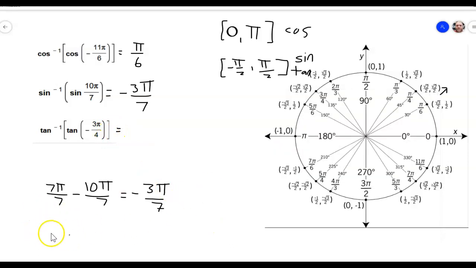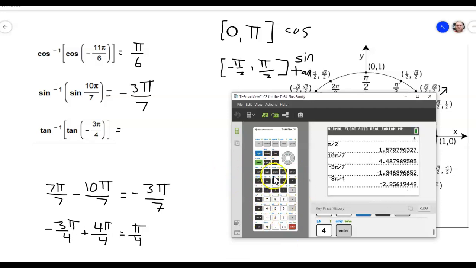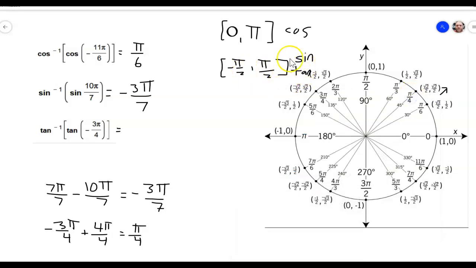So let's do that down here. So negative 3 pi over 4 plus pi, which is plus 4 pi over 4, and that's going to equal pi over 4. And I'm going to check pi over 4 just to make sure that that is in my domain here. So pi divided by 4. It should be less than 1.57, and it sure is, so that is in my domain. So this would simply just be equal to pi over 4. And that's it.